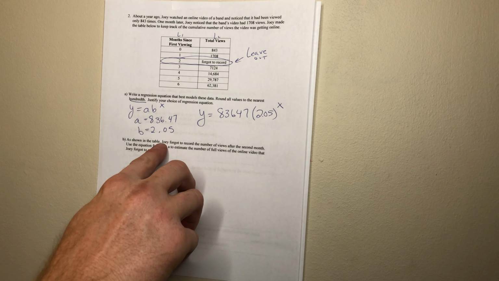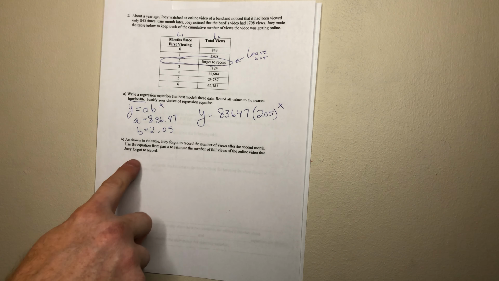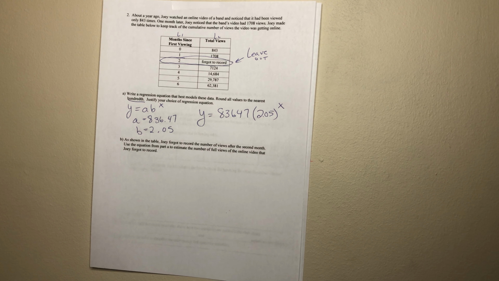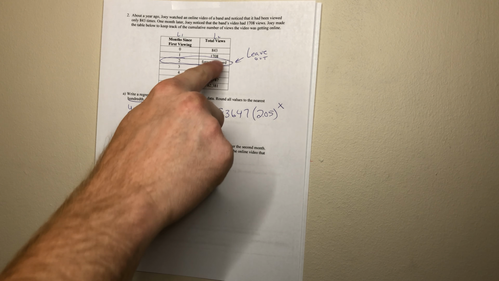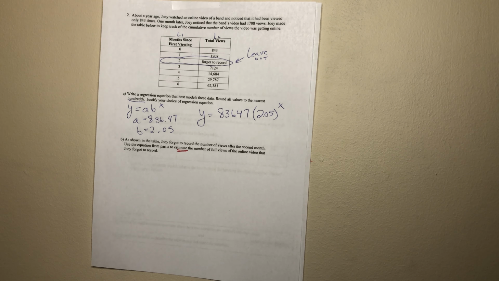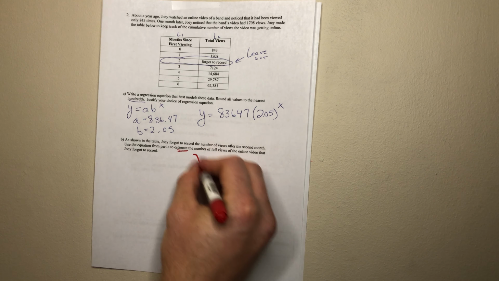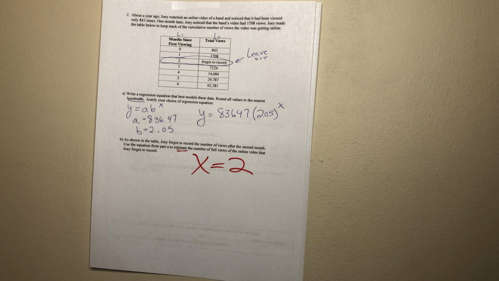Okay? As shown in the table, he forgot to record the number of views at the second month. Use the equation to estimate the number of views. We say estimate because we don't know if it's exactly going to be that, but we know that if our data is accurate, then the model is going to be very good, and our prediction's also going to be very good. So we are going to plug in x equals what? We need x equals 2.